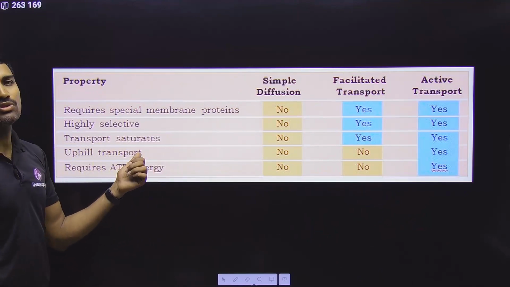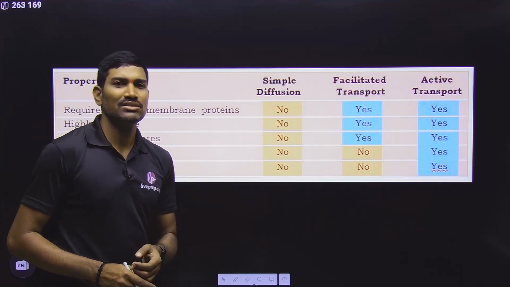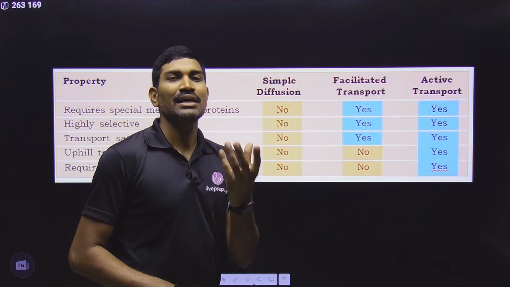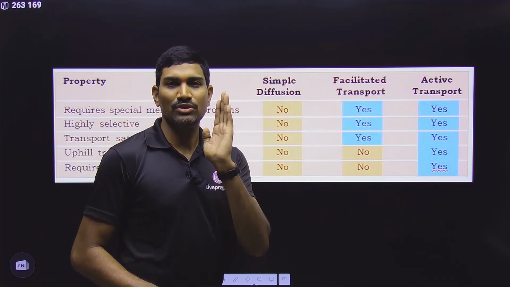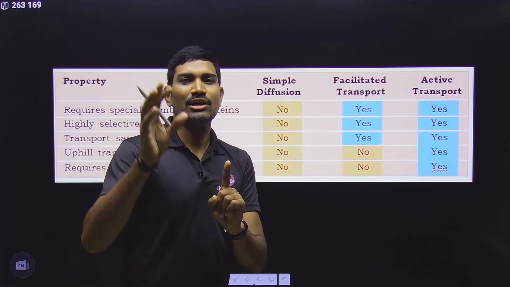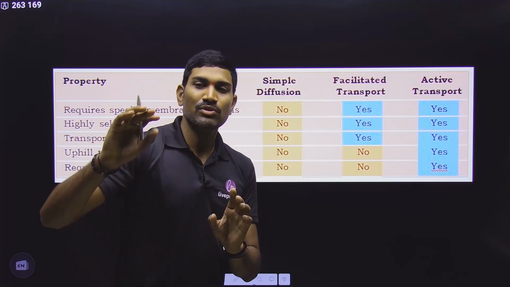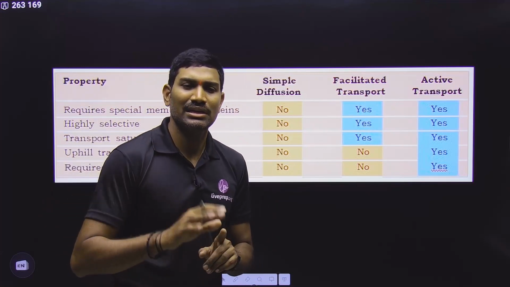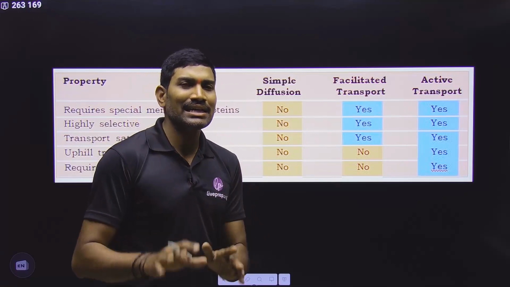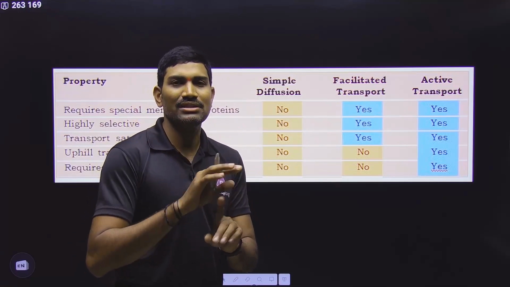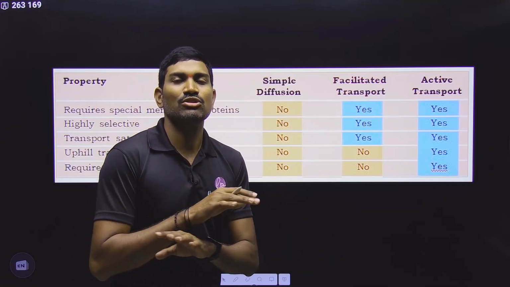Next one, transport saturates. If a membrane protein is involved, the transport can be saturated. Suppose one protein can carry only 4 molecules. Suppose more than 4 are there, then what happens? It can take only 4 at a time. That means 4 is the saturation level. That means it got saturated.